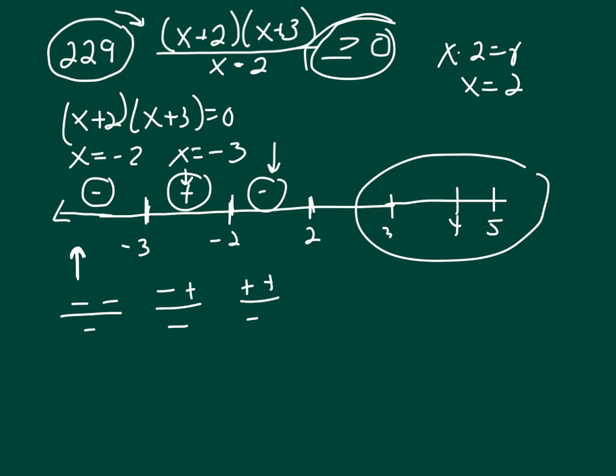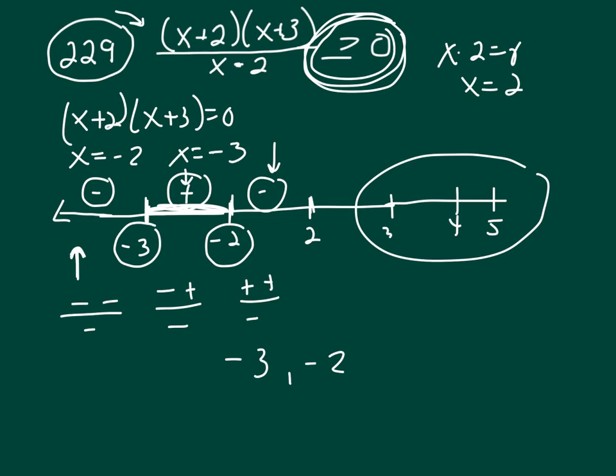So we're looking for the numbers that make it greater than or equal to 0, which is positive, and that's all of these numbers here, okay? So the question reads, how many of the integers that satisfy this inequality are less than 5? Well, this is an integer. That works. This works.